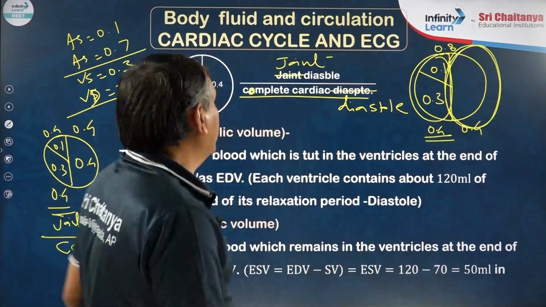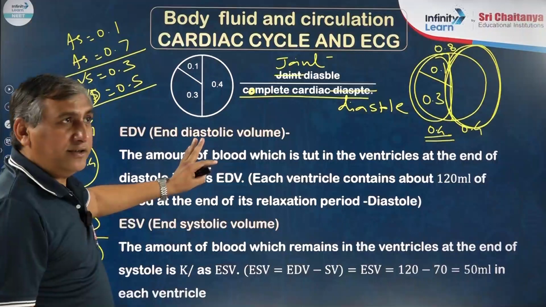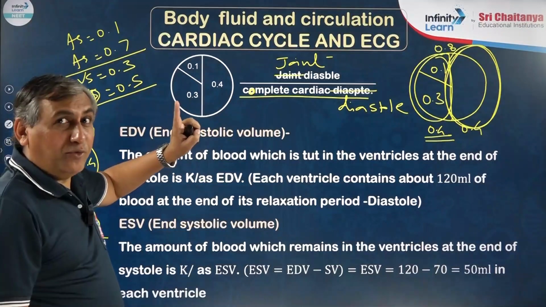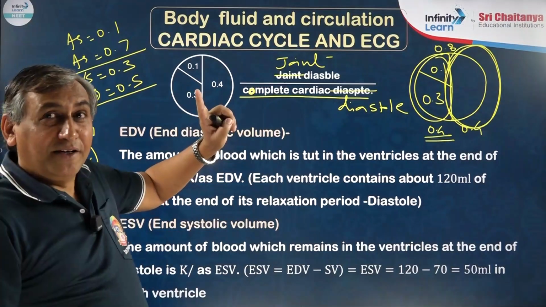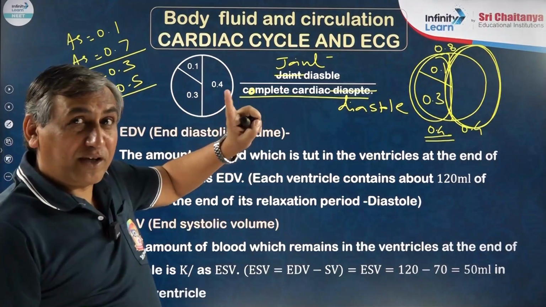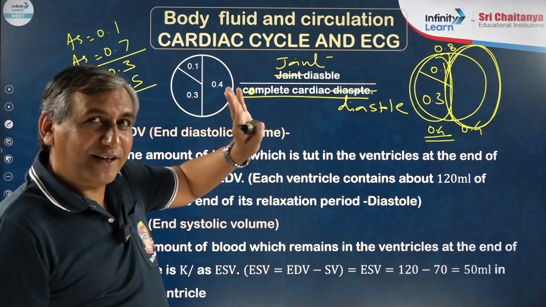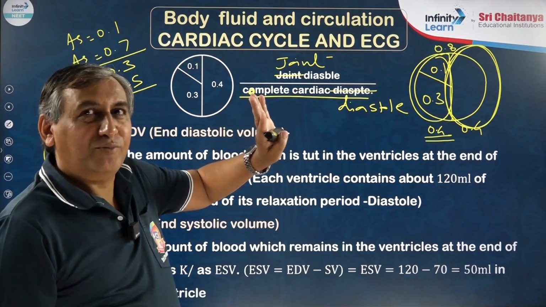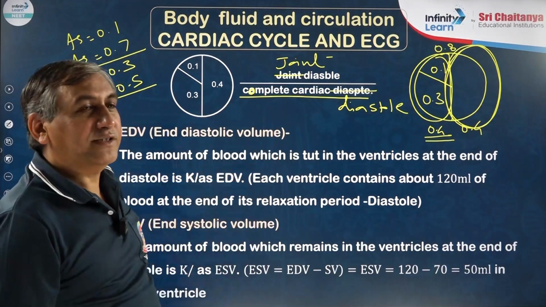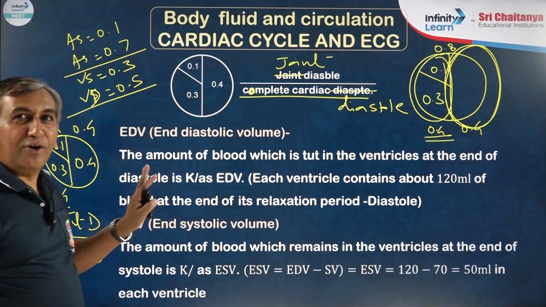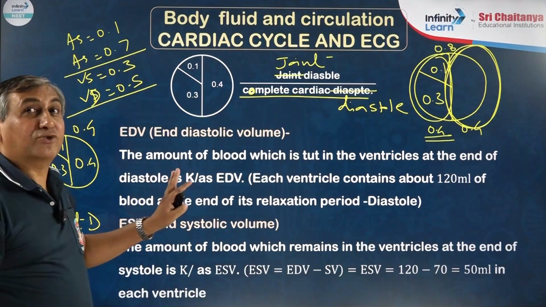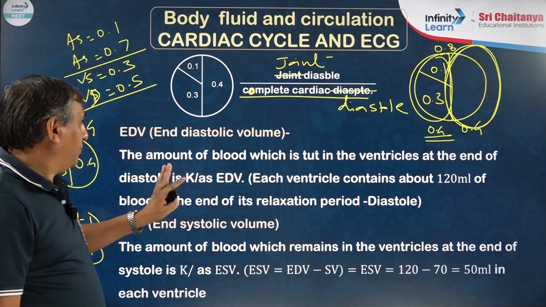That is why it is known as the joint diastole. It means you have to keep one question in mind. Never are the four chambers contracting together, but the four chambers can relax together. Are you getting this point? Never are the four chambers contracting together, but all four chambers can relax together. This is the one point.